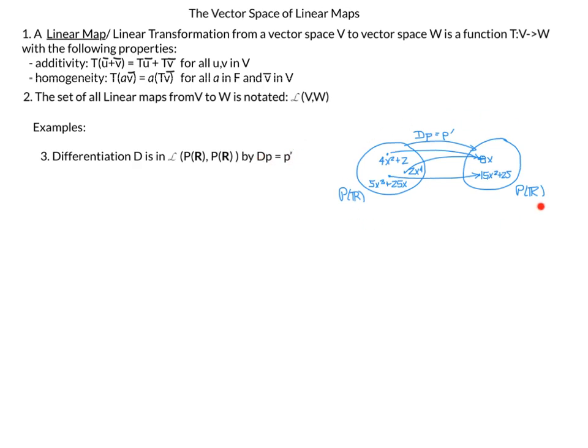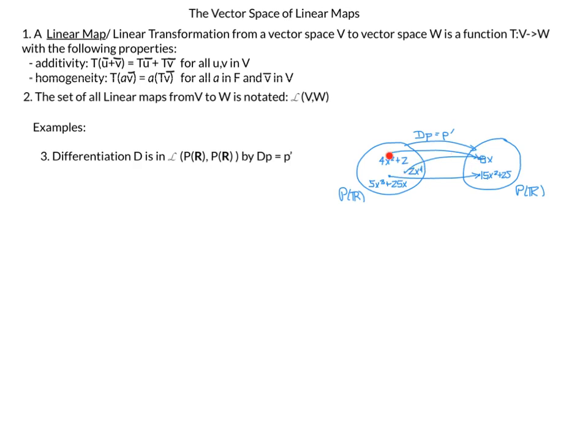So here's a picture of what's going on. We have polynomials with real numbers that we plug in for x. So for example, we might have 4x squared plus 2. We might have 2x to the 4th, or 5x cubed plus 25x. Our derivative function then maps these to another set of polynomials, to p prime. So 4x squared plus 2 gets mapped to 8x. This 2x to the 4th, that'll also get mapped to 8x.